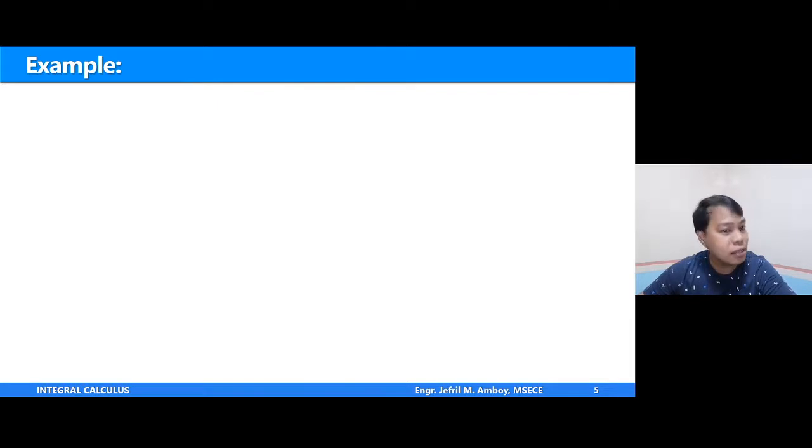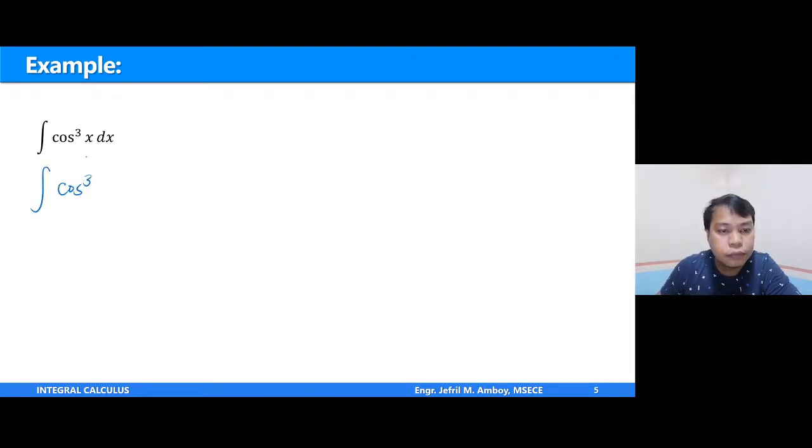For the next example, let us solve cosine cube naman. Paano naman tong cosine cube? So, to integrate cosine cube, pwede mo siyang gawing cosine squared times cosine. Cosine squared x multiplied by cosine x and then dx. So, basically lang ginawa ko lang is pinaghiwalay lang natin yung cosine cube into cosine squared and cosine x.